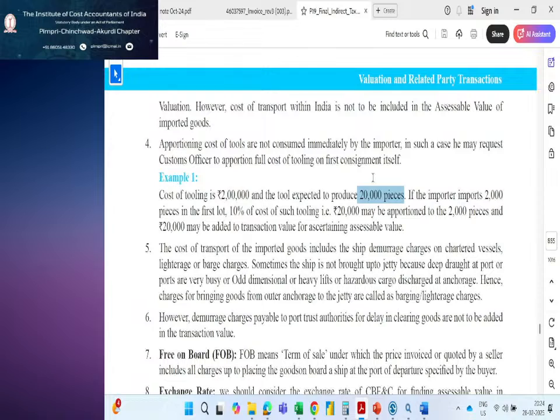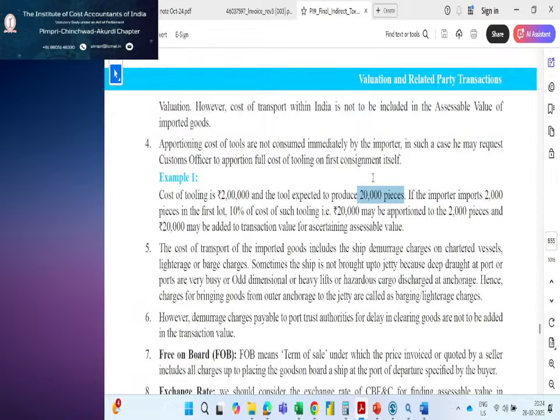Then the cost of transport of imported goods. This includes ship demurrage charges on chartered vessels, and lighterage or barge charges. The ship is not brought up to the jetty because of deep draught at a port, or ports are very busy, or odd dimensional or heavy lift cargo. Bringing goods from the outer anchorage to the jetty is called barging or lighterage charges. Because all ships never reach the port directly.